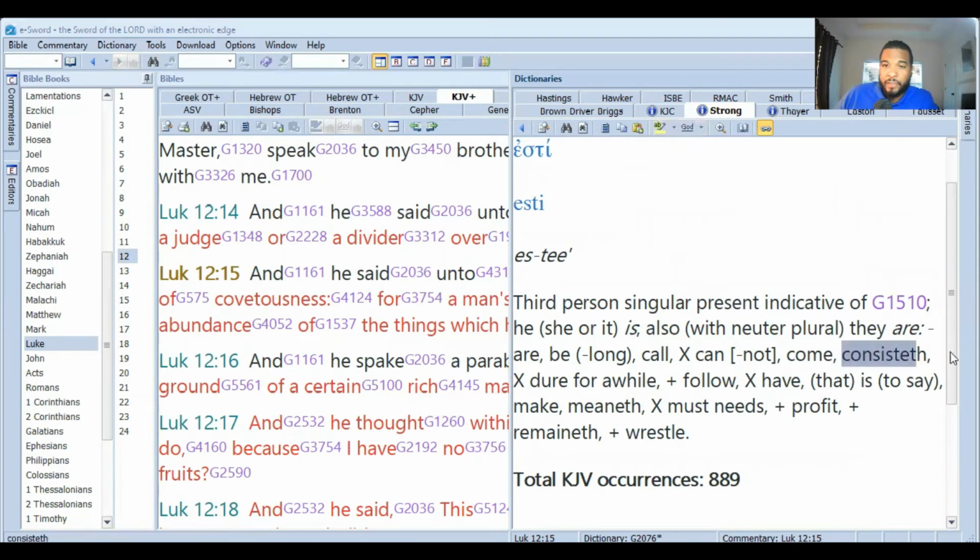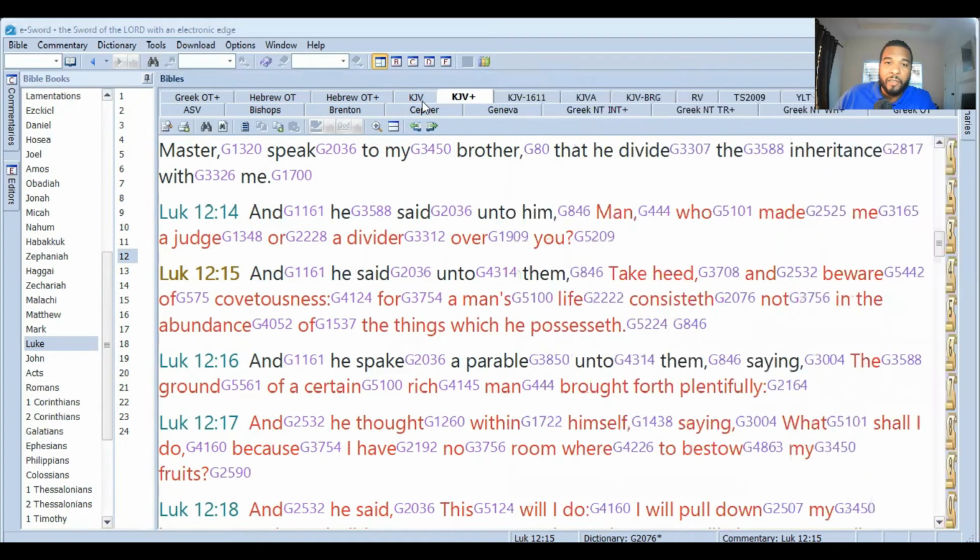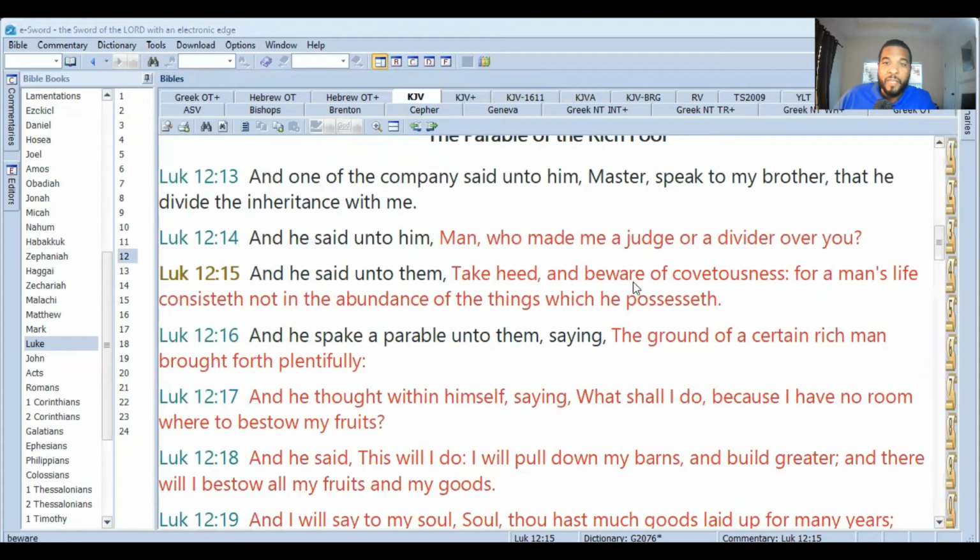The word consists, profits. A man's life is not profited. It does not remain. It's not a necessity. Let's look at this verse again with that in mind. Beware of covetousness. A man's life consists not, it profits not, it does not profit in the abundance of the things which he possesses.